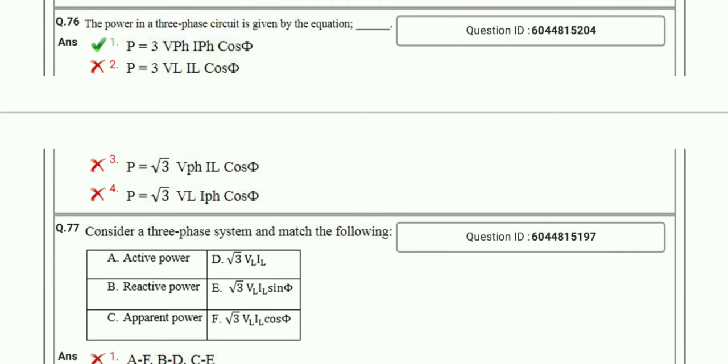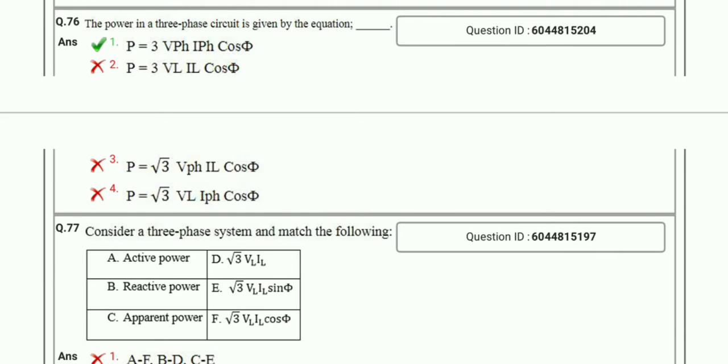Earlier we have discussed 75 bits from the UPPCL 2018 Shift 2 paper of Electrical JE. And now let us start with bit number 76 up to 100. So now see question number 76.